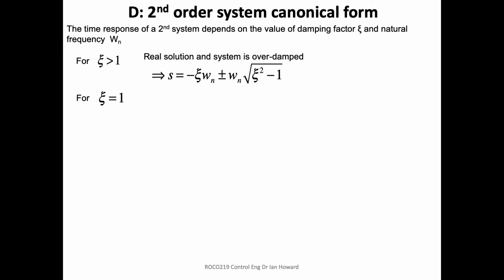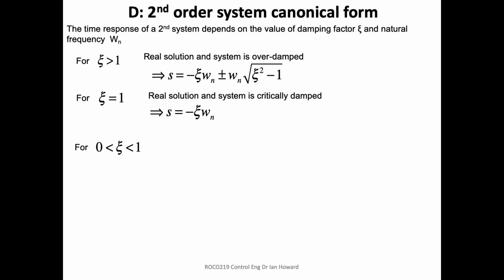If it equals 1, then that's an interesting condition because the zeta squared minus 1 goes to 0, so we lose this term. In fact, then we just get the minus zeta omega n term in there, with none of the contribution from this term here, and that basically means the system is as damped as it can be without having any complex values in there. So it's not going to oscillate, but it's as damped as it can be. In fact, this condition is known as critical damping.